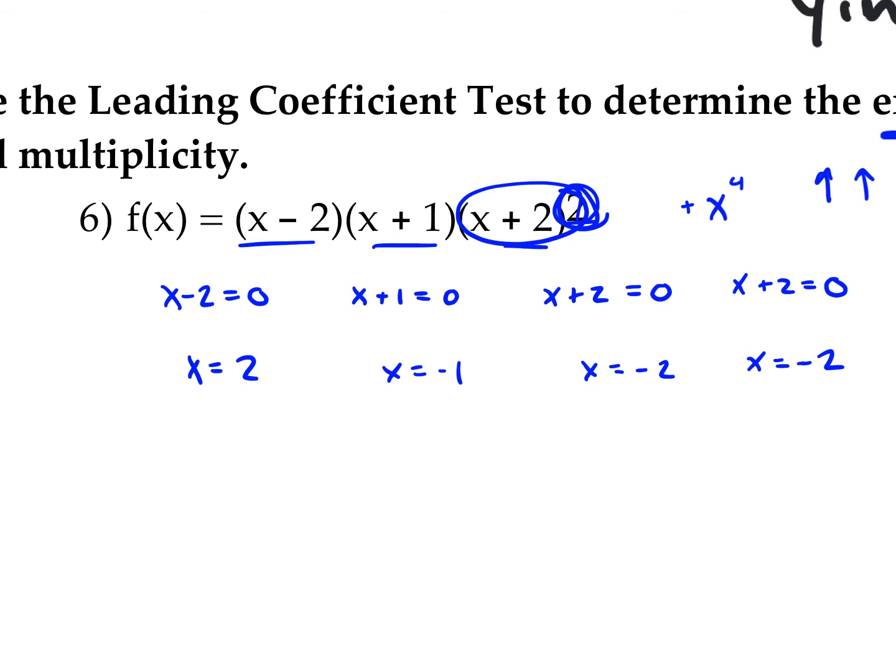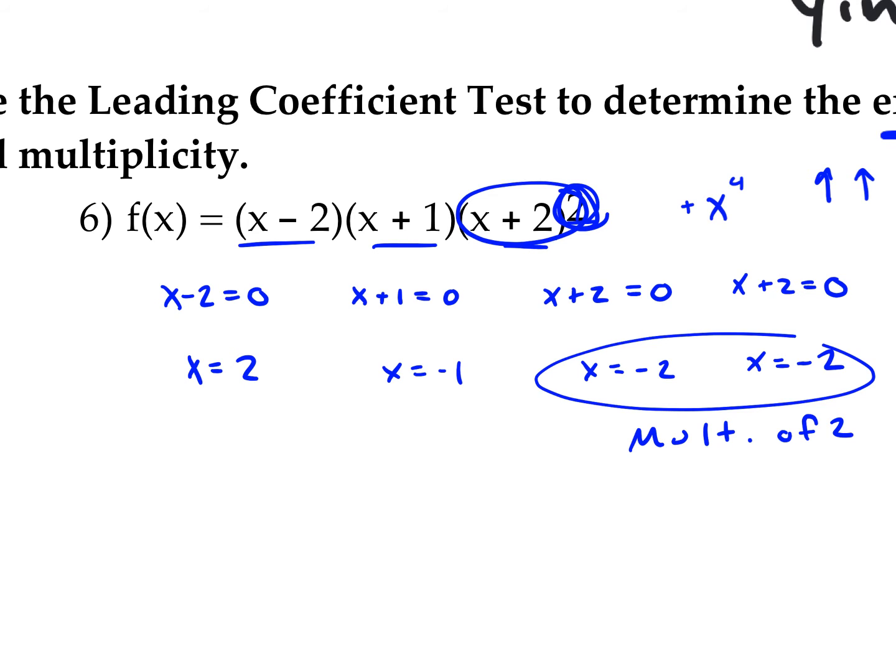So with this type of problem, do I have any multiplicity? Yeah. Where? Negative 2. So I have multiplicity of 2 at negative 2. And at positive 2, am I going to touch and turn or go through? Go through. What about at negative 1? I go through. And then I touch and turn at the one with multiplicity.